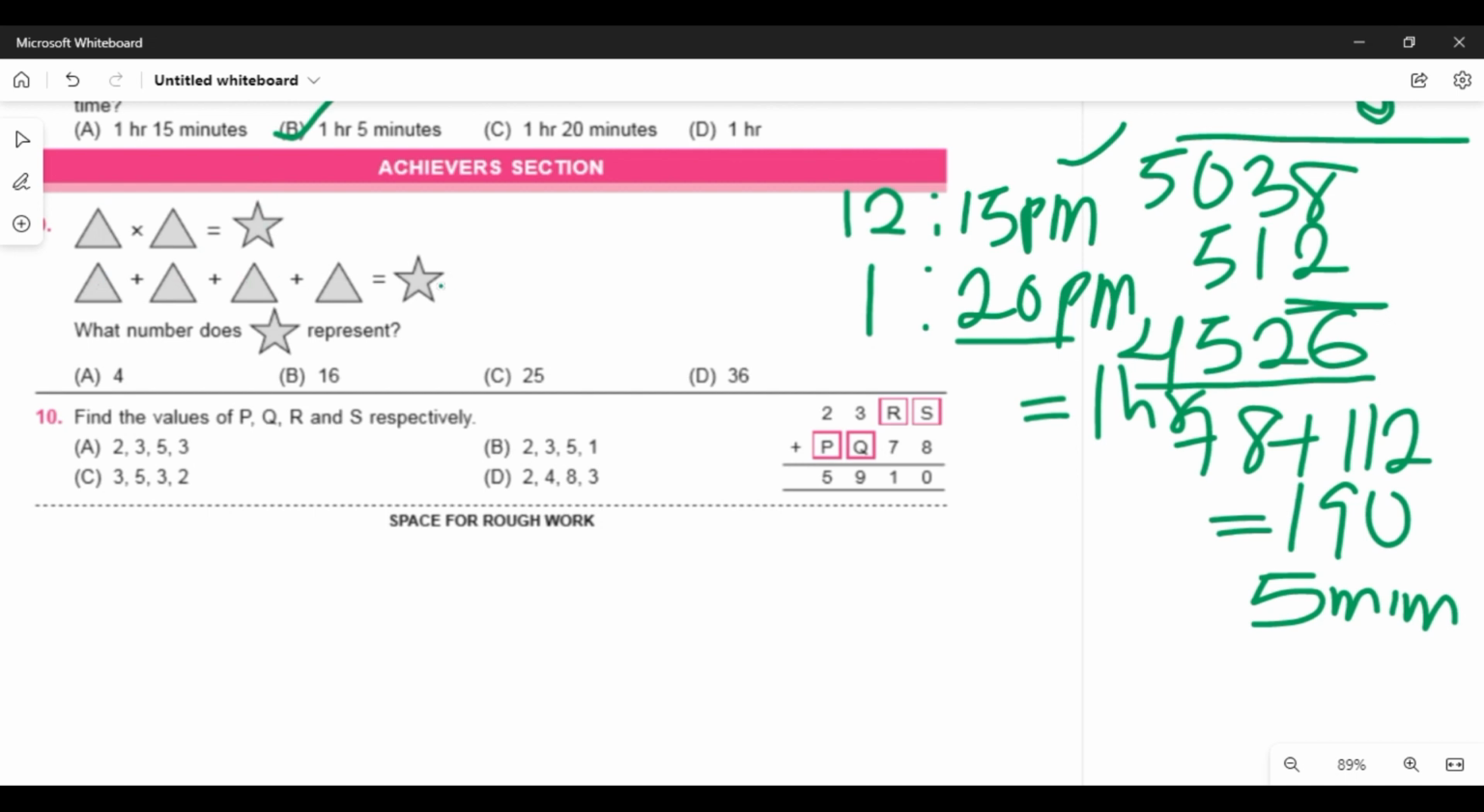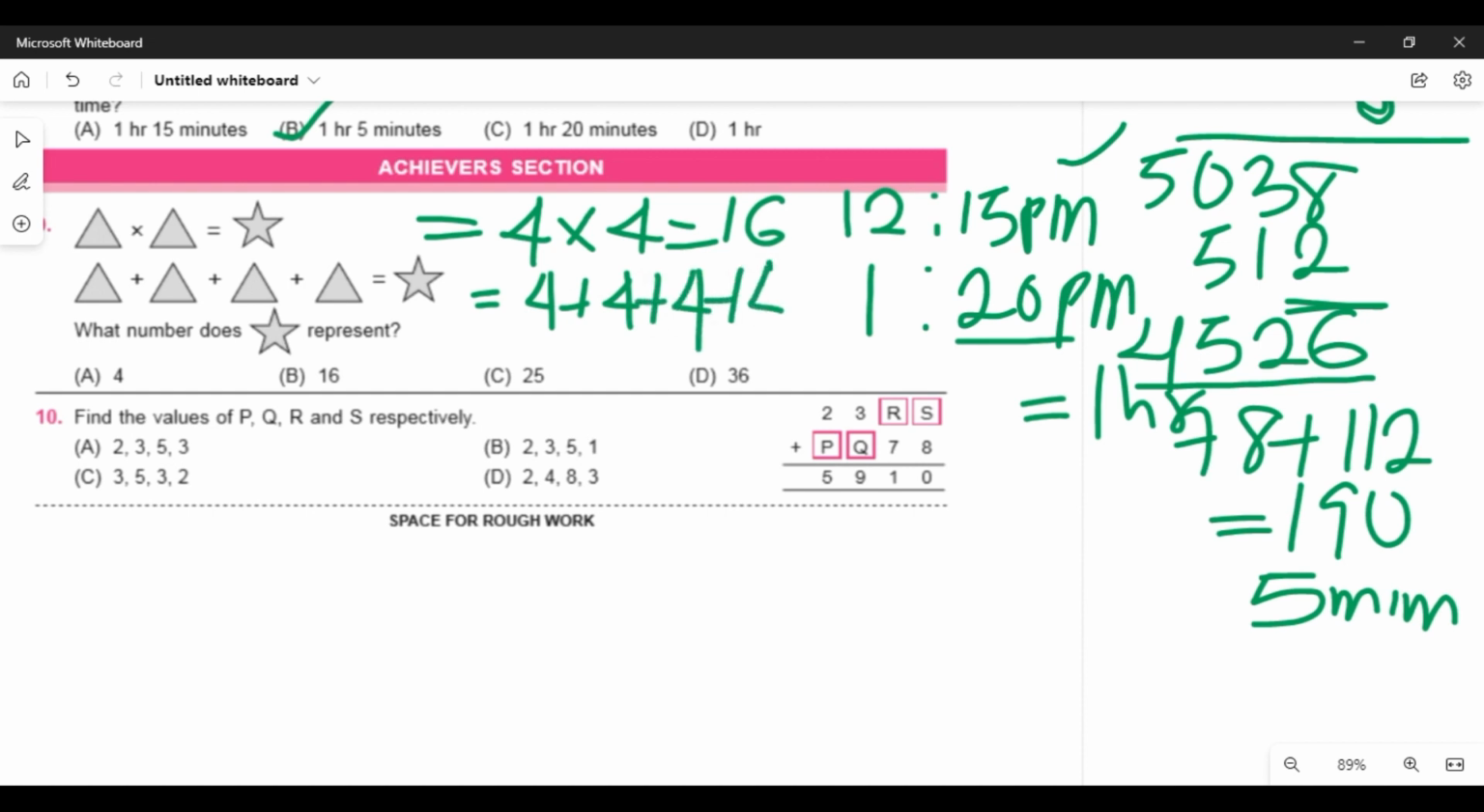The correct option is what? No. Now, let's try 4. 4 times 4 will give us 16. 4 plus 4 plus 4 plus 4, is it going to give us 16? Of course, yes. So 4 times 4 will give us 16, which is the star. Now we can also say 4 plus 4 plus 4 plus 4 will be equal to 16.